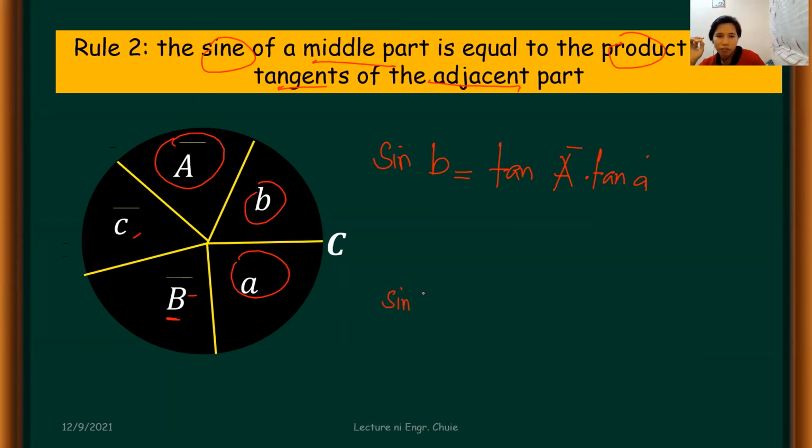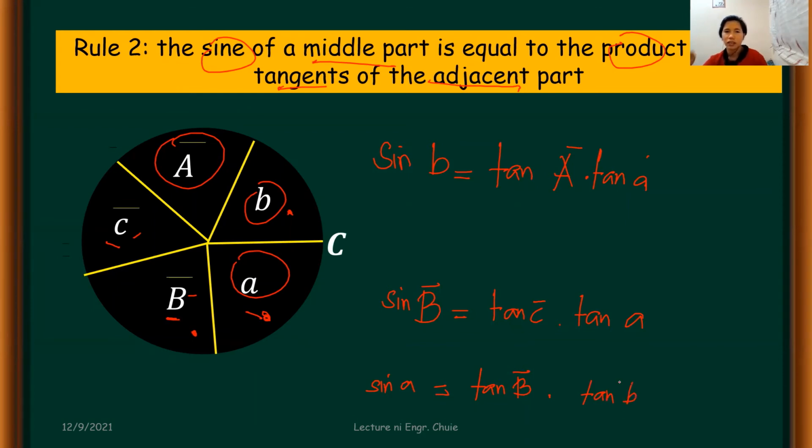That is sine B bar is equal to, ano yung katabi ni B? Si C bar and si A. That is equal to tangent of C bar, tangent of A. Right? Paano pag si A, small letter A? We have sine of A equals to yung katabi ni A ay si B and big letter B. So, tangent of B bar times tangent of B.